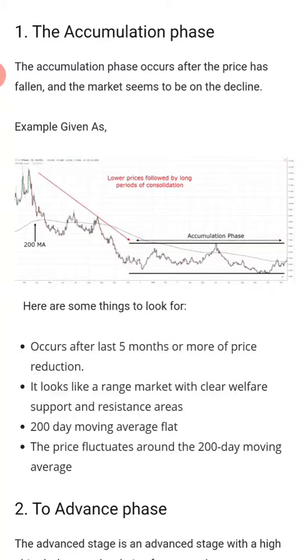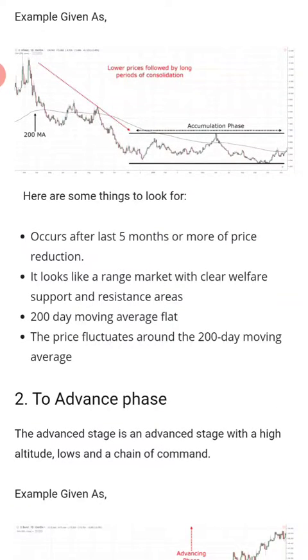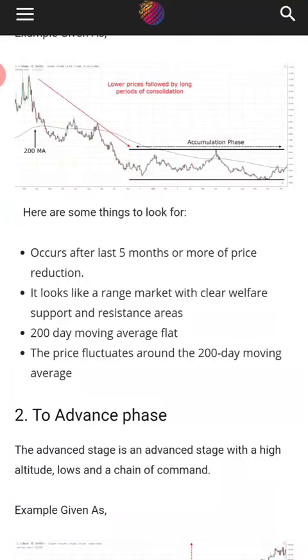One, the accumulation phase. The accumulation phase occurs after the price has fallen and the market seems to be on the decline, for example, lower lows followed by a long period of consolidation. Here are some things to look for. It occurs after a decline of five months or more. It looks like a range marked with clear support and resistance areas. The 200-day moving average is flat, and the price fluctuates around the 200-day moving average.